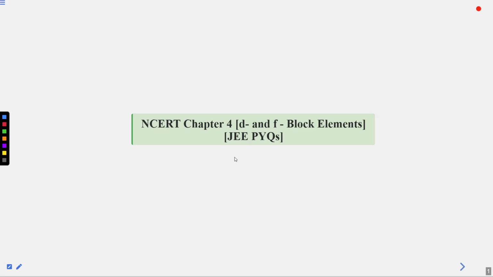So today we are going to discuss some JEE PYQs that have been there in the previous JEE examinations. So let's start today's topic, that is NCERT chapter 4, D and F block elements, JEE PYQs.